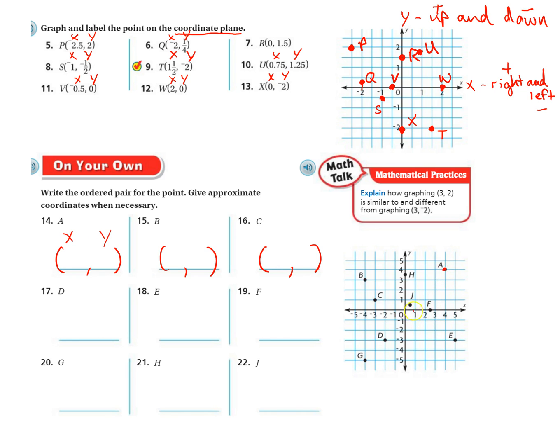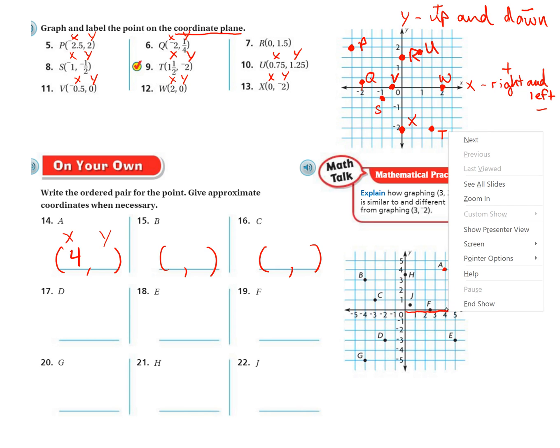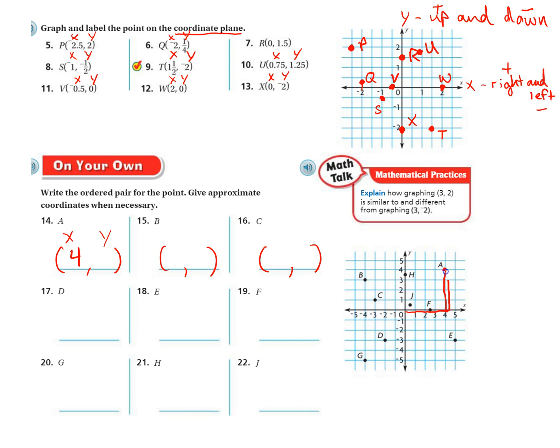So to get to point A, I have to move to the right 4, and then I have to move up. Up 4 as well. So point A is at 4, 4.